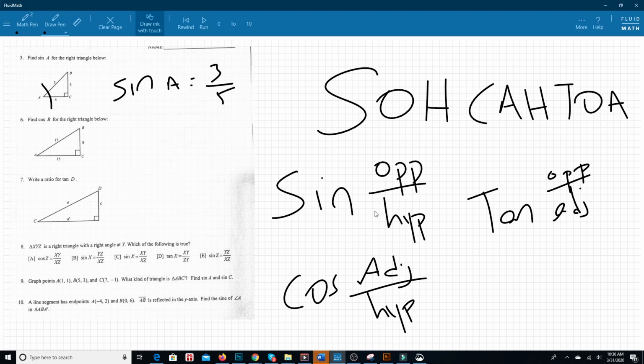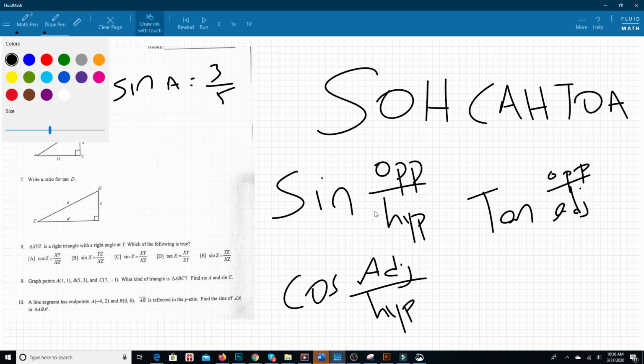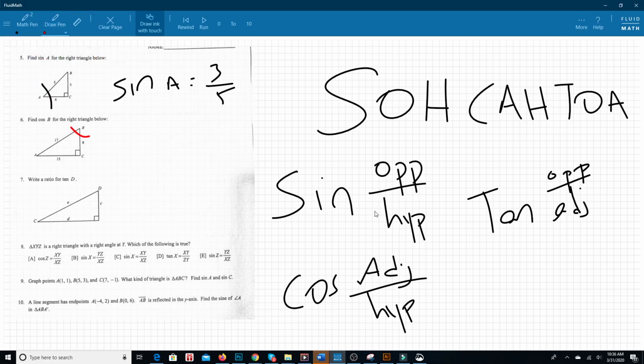Cosine B. Now the reference angle is B right here, so I'm going to draw that in a different color. Cosine angle B. The cosine of B is going to be the adjacent over the hypotenuse. So cosine B equals 8 over 17.